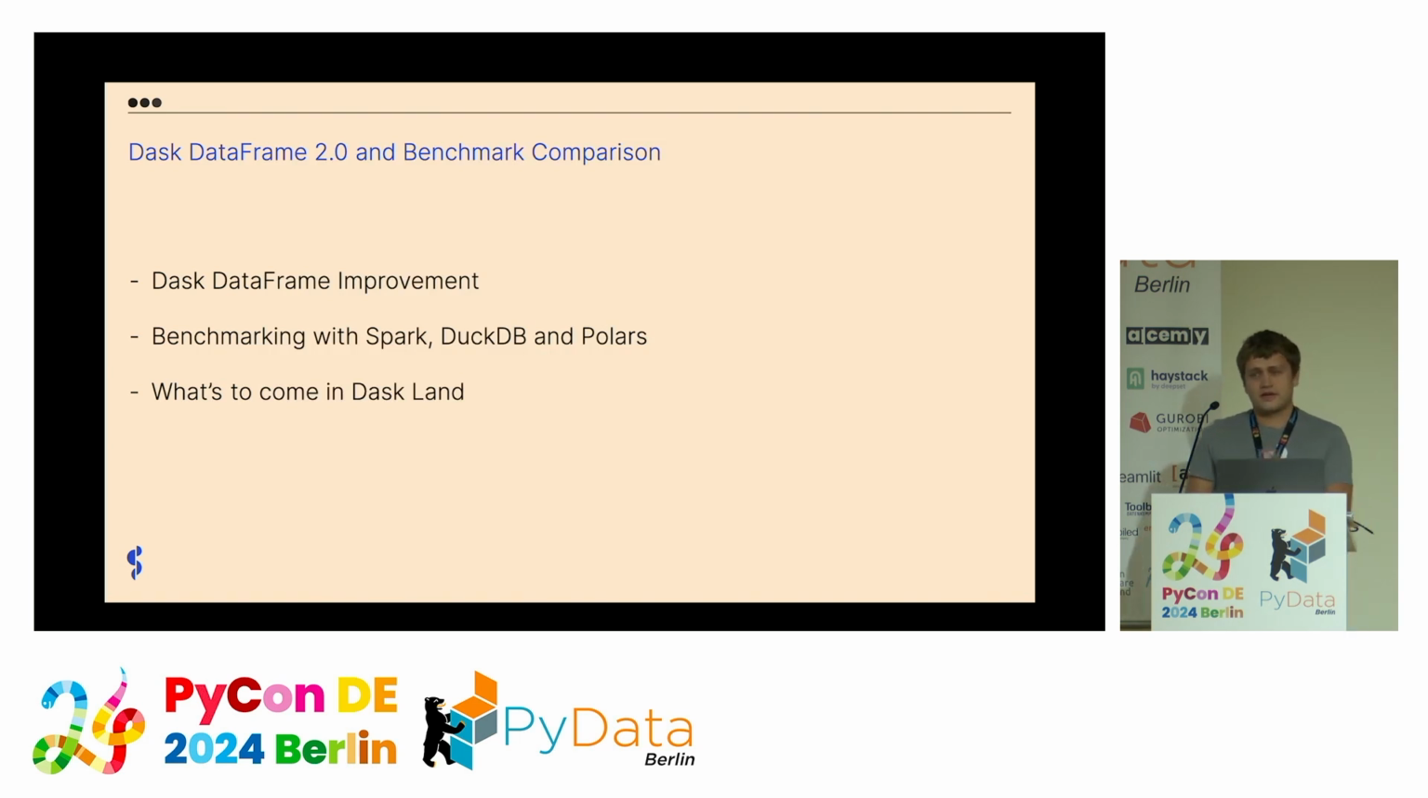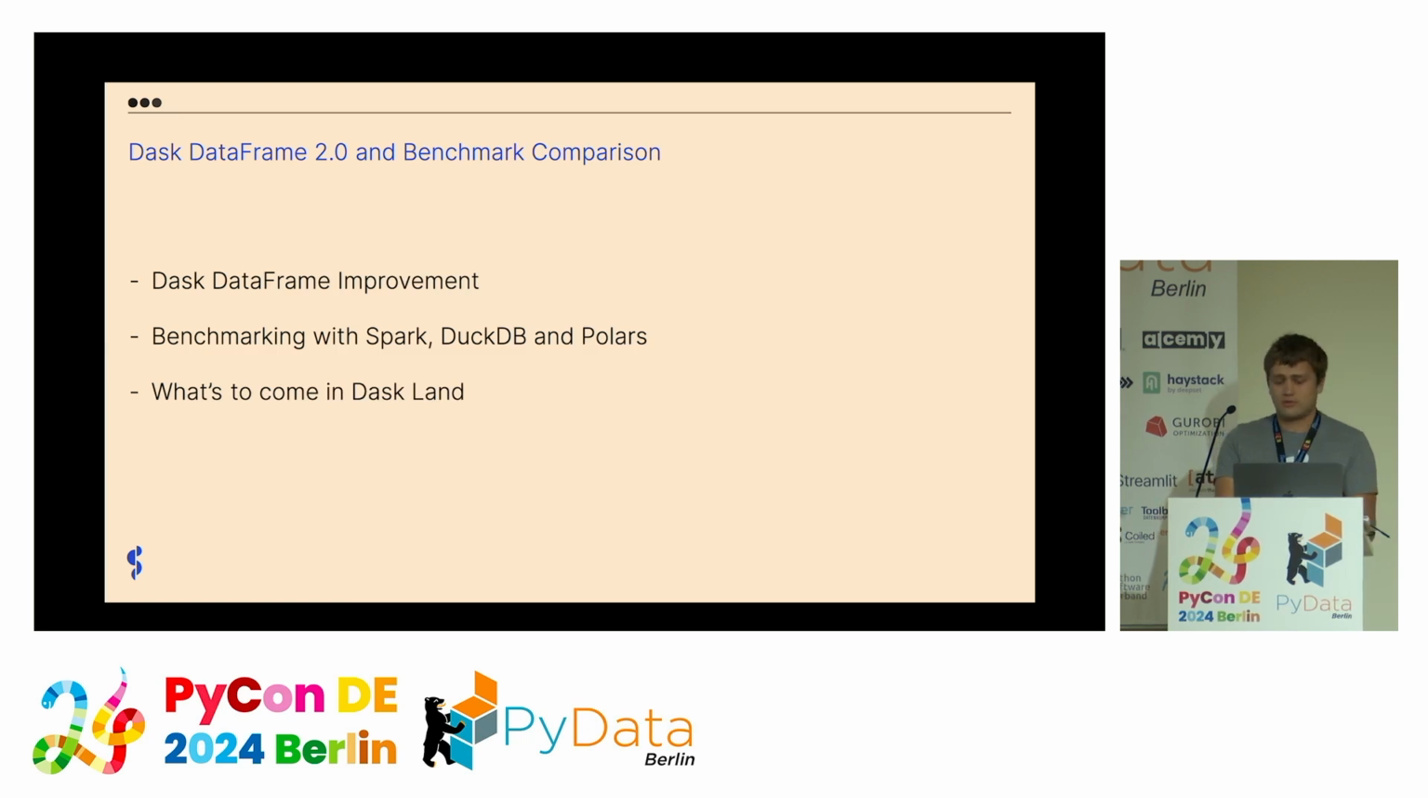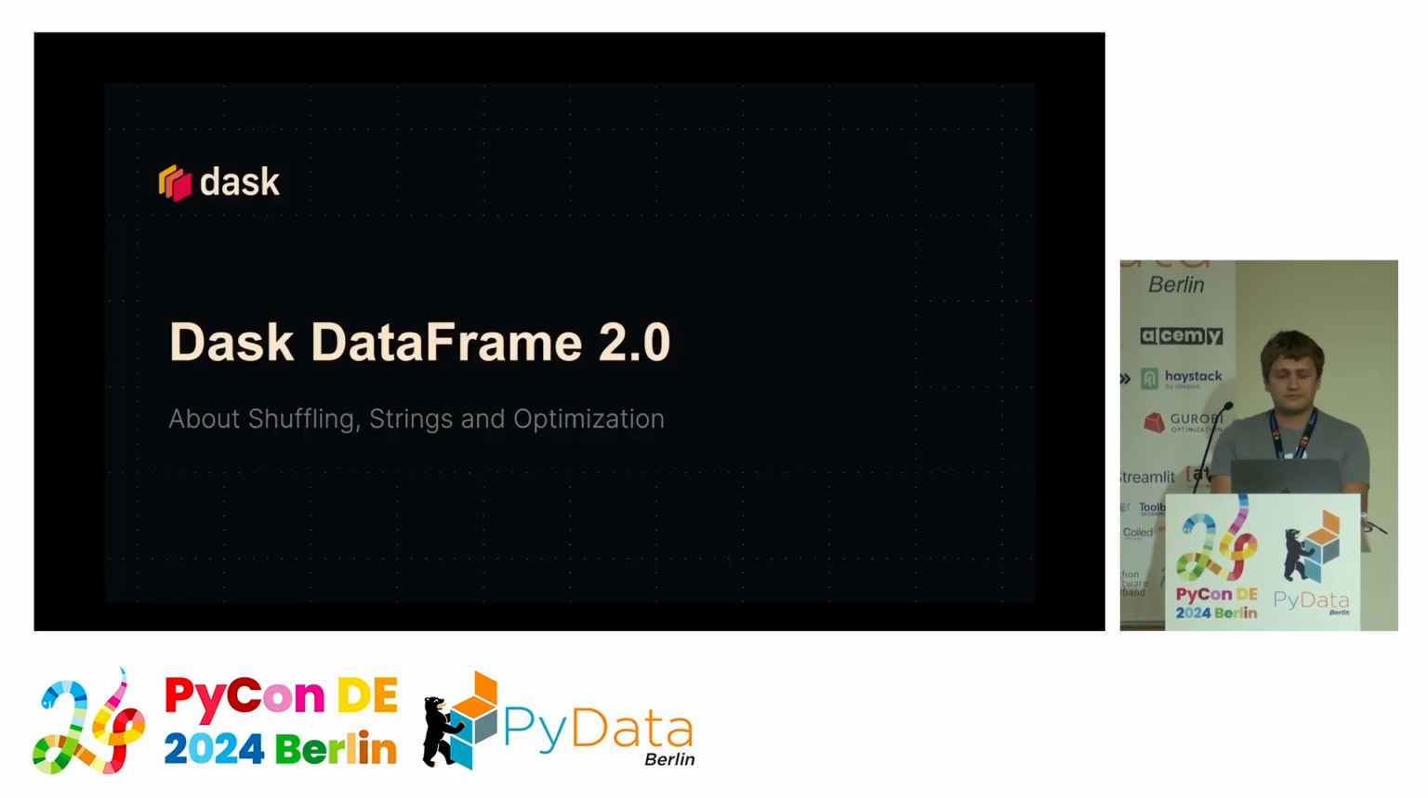The talk is kind of split in two different parts, and then we'll look a little bit ahead in the end. We will first investigate what changed in the Dask DataFrame world and how this reflects usability, performance, scalability. And then we will look ahead into the benchmarking landscape and how Dask now performs compared to Spark, DuckDB, and Polars. And then there are a couple of improvements that are on our immediate roadmap, but more about that a little bit later.